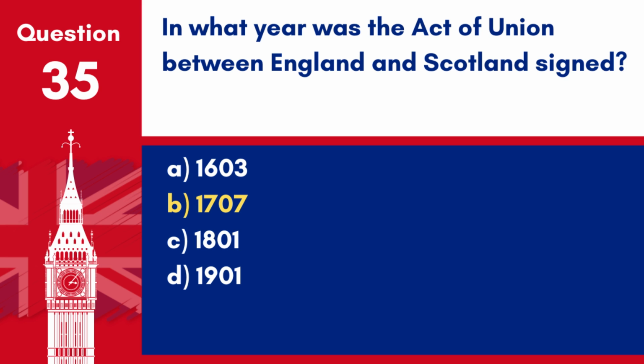Answer B. 1707. The Act of Union between England and Scotland was signed in 1707, formally uniting the two countries under the name of Great Britain.